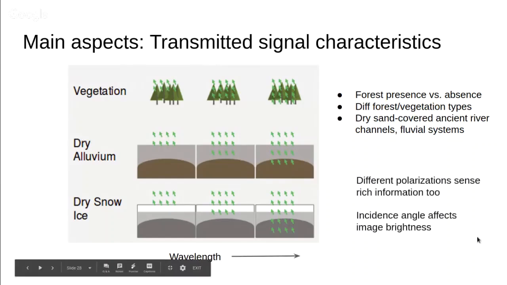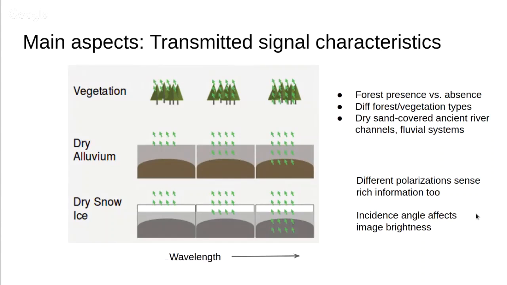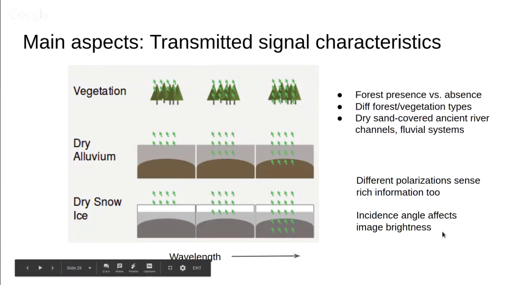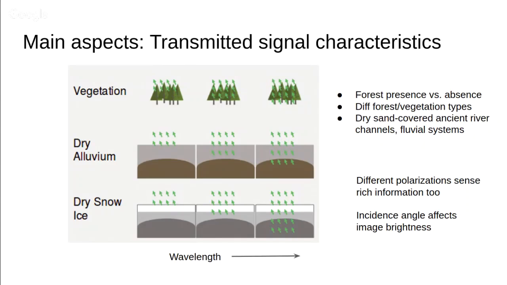Also, there is the concept of polarization in radar. That's also a whole world in itself. I didn't want to get into that now because it would be beyond the scope of the introductory material I have here, but it is worth getting into as well. This is again polarization of the electromagnetic spectrum. If you remember from your high school days, it's basically horizontal and vertical polarization at the transmission and receiving phase. Depending on which combination you use, you will have different information sensed as well. And of course, there's the incidence angle, which affects the image brightness.